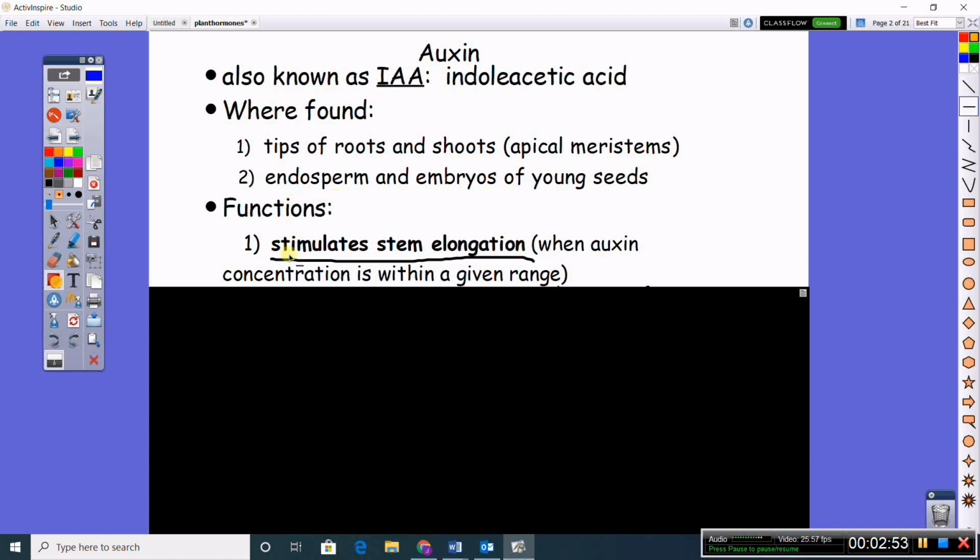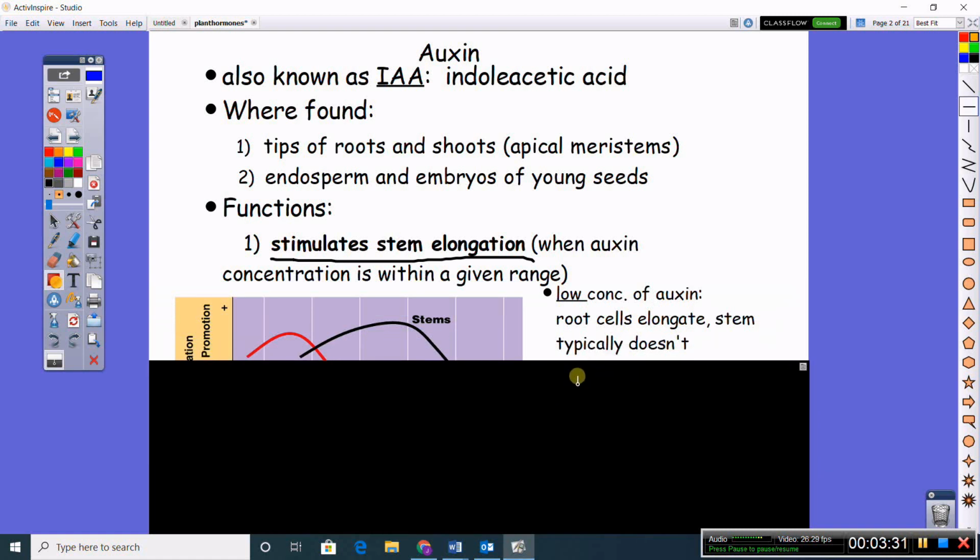So, auxin stimulates stem elongation when auxin concentration is in a given range. Now you think, where else have we heard about auxin? You heard about auxin when we talked about our tropisms. Remember, like phototropism, we said that auxin collects on the shadier side of the stem and it triggers those cells to elongate faster than the ones on the sunny side of the stem. So that's where you've heard about auxin before, in that it stimulates stem elongation.